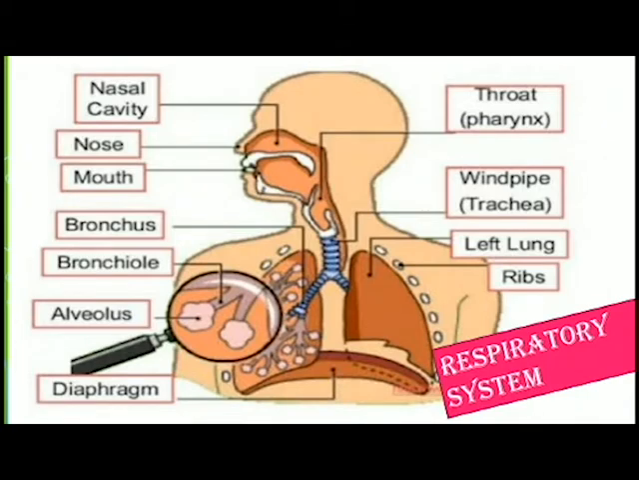Children, as we have discussed, our nose has two holes which are called nostrils. There is a passage in the nose behind the nostrils called the nasal cavity. As the air passes through this nasal cavity, it becomes warm. From the nasal cavity, the clean, moist and warm air passes into the trachea or windpipe. The trachea branches into two thinner tubes called bronchi, which enter the lungs.